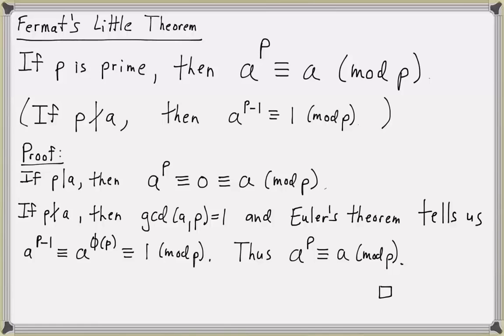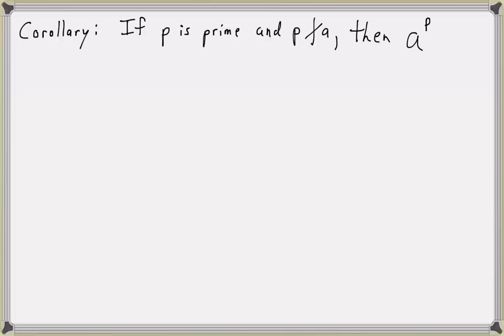So this was Fermat's little theorem, which he actually conjectured before Euler proved his theorem. So next I'll give a corollary of Fermat's theorem. If p is prime, and p does not divide a, then a to the power p minus 2 must be the inverse of a mod p.